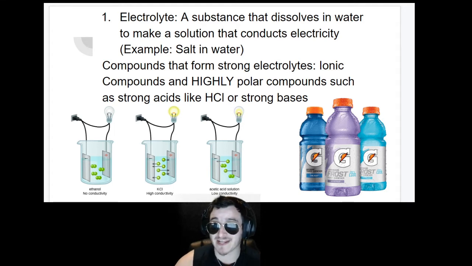Dropping a toaster in salty water, quite harmful. Okay? Please do not try this at home.